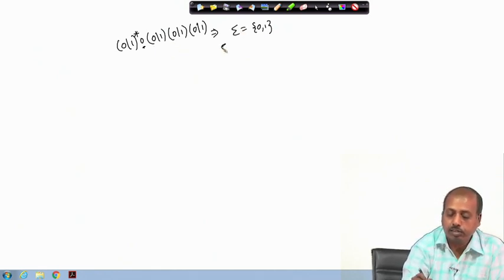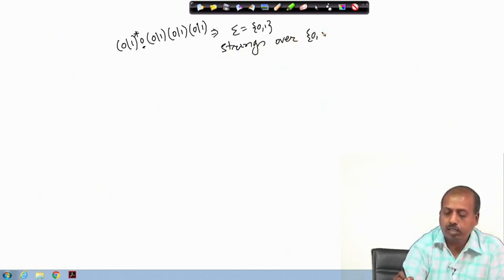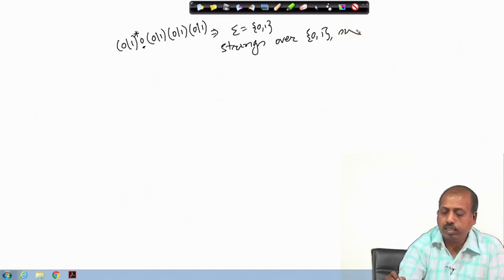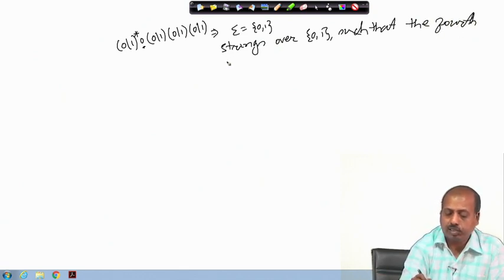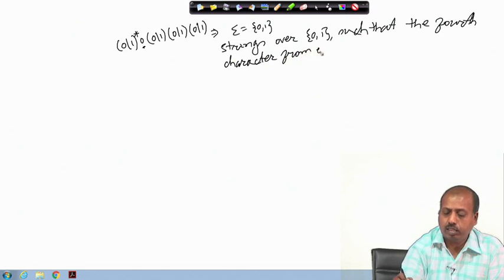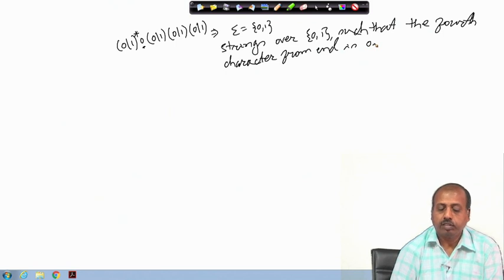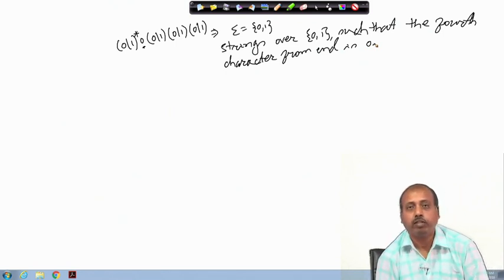So, strings over the alphabet set 0, 1 such that the fourth character from the end is 0. So, this is the meaning of the regular expression.